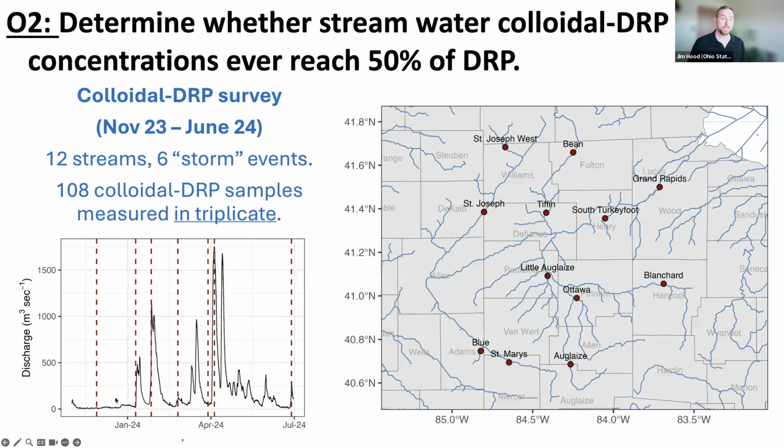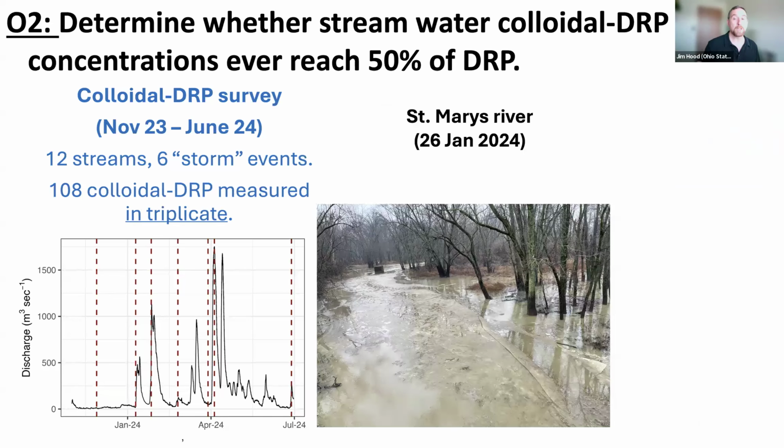This shows the discharge from the Maumee River, and the lines show when our sampling occurred. We sampled 6 storm events. We didn't always hit them. And we got in total 108 colloidal DRP samples that were measured in triplicate. This is really hard work. Ashlyn Bodecker, the postdoc working on this, was chasing these storms starting in January all through into the summer.